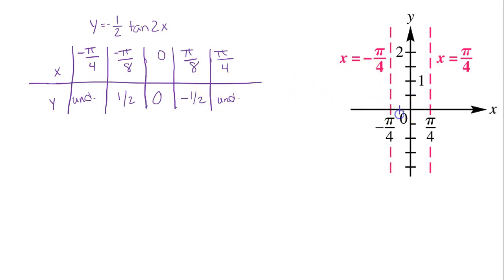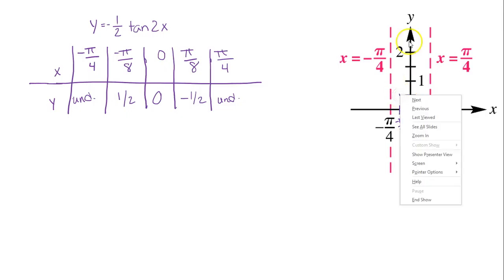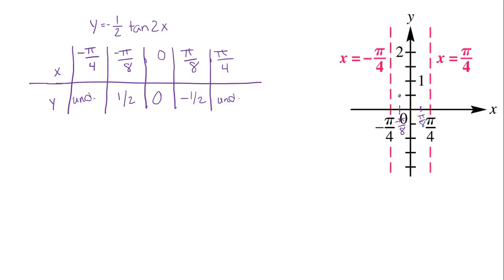So halfway between is negative pi over 8, and here is pi over 8. And plot all your points. So negative pi over 8 and 1/2 is, oh, here's 1, so this is 1/2 right here. And then 0, 0, and then pi over 8, negative 1/2.